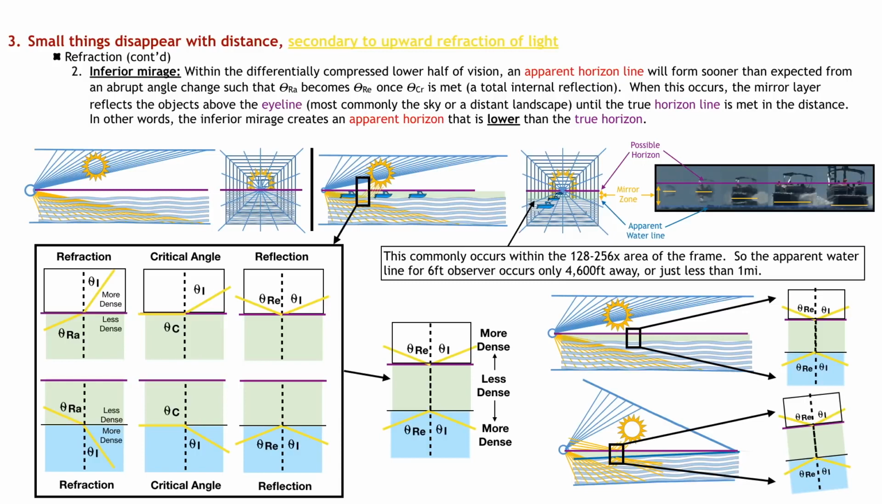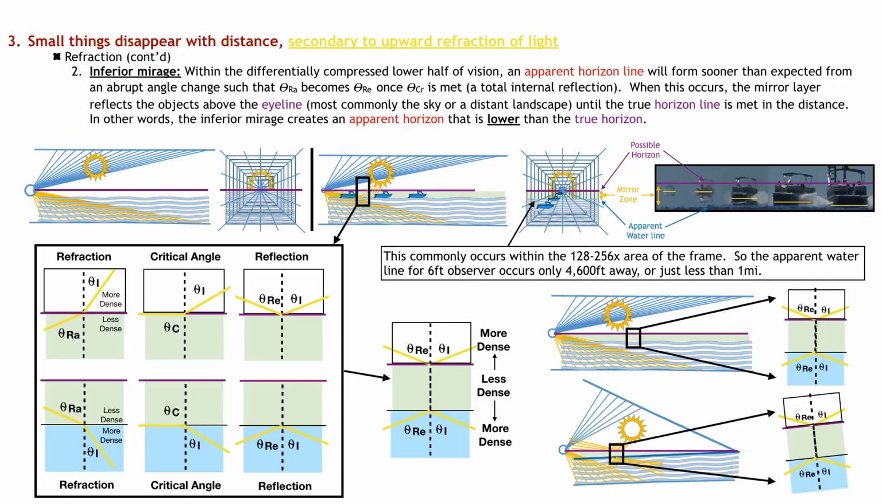So now we're going to cover something different within this upward refraction phenomenon. This is going to be the inferior mirage. So within the differentially compressed lower half of vision, an apparent horizon line will form sooner than expected from an abrupt angle change, such that theta refracted becomes theta reflected once theta critical is met. So again, please see part 4 for more discussion on that. This is called a total internal reflection.